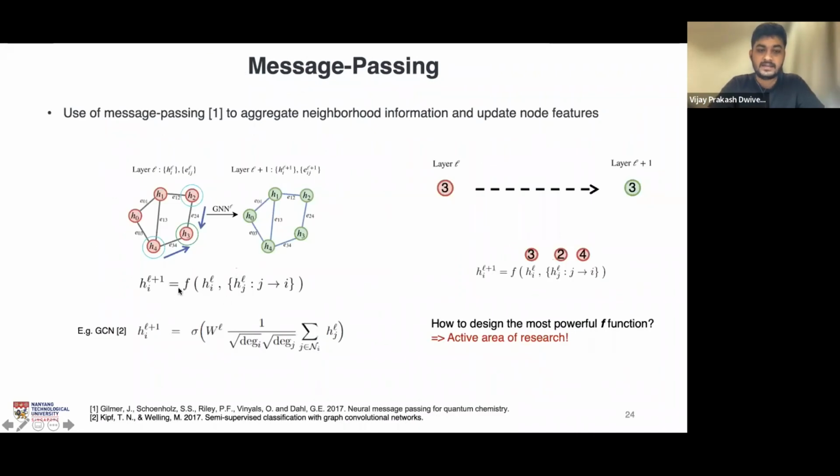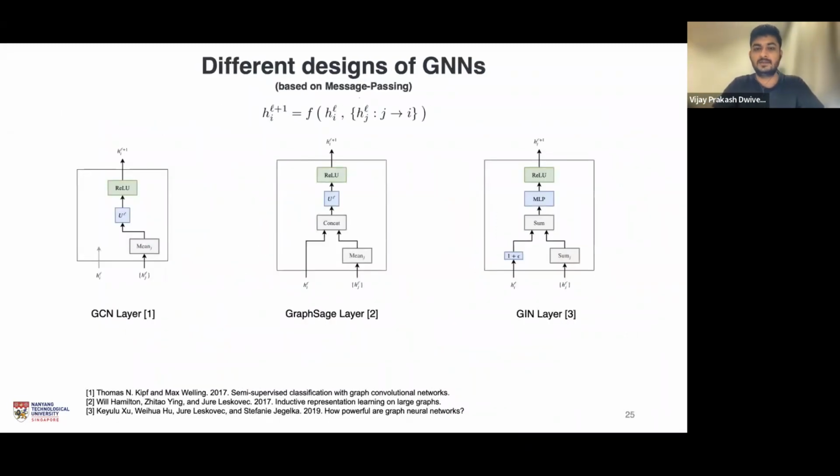And how we can design F is a very open area of research. In the last 2-3 years, there have been several recipes, several models that try to propose a function update F and different aggregation mechanisms. So I'll try to show some of the very popular message passing based GNNs.